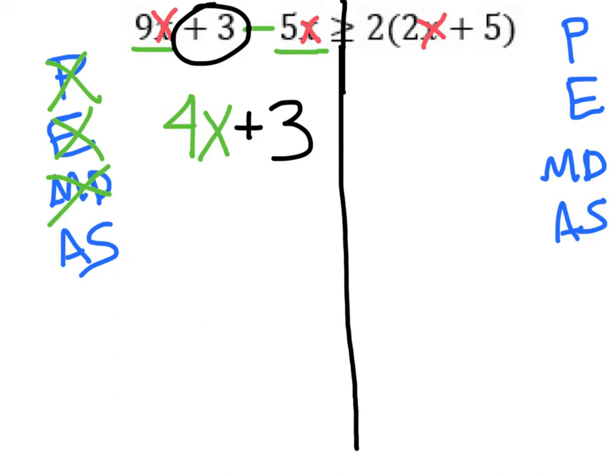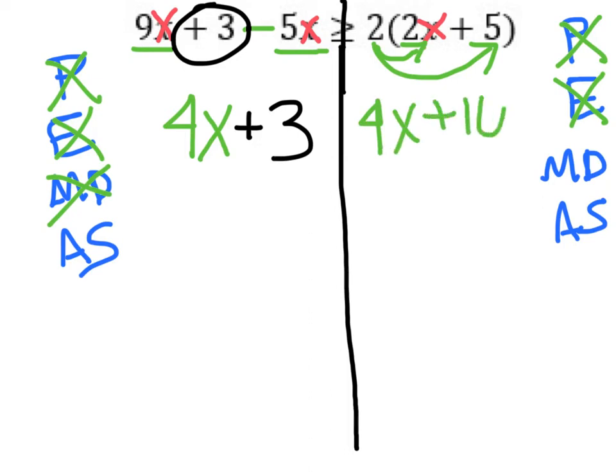I cannot combine a constant with a variable, so that is done. I have no exponents. I do have a multiply. I've got 2 times the parentheses, so that means 2 times each thing inside of the parentheses. 2 times 2x is 4x. 2 times 5 is positive 10.